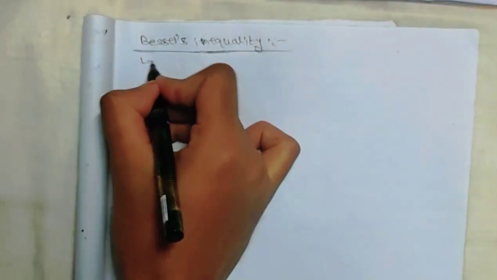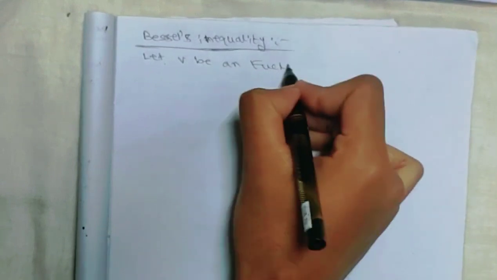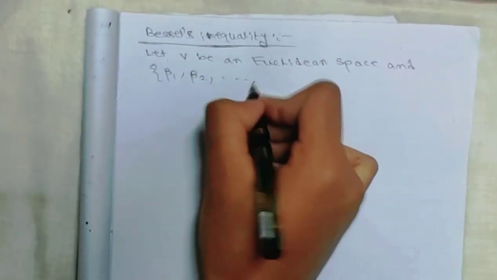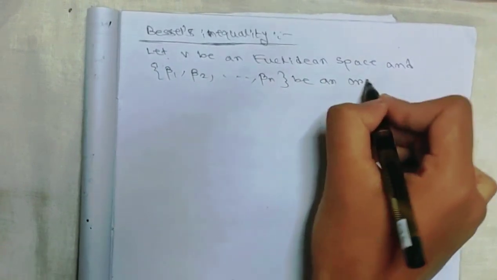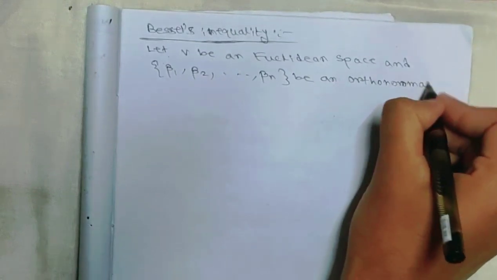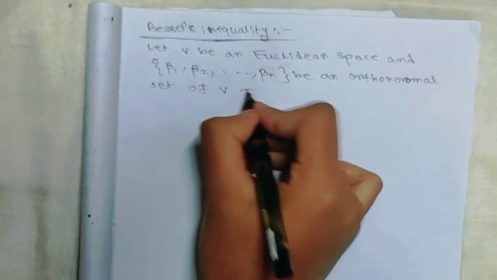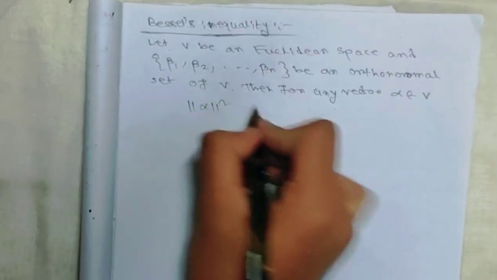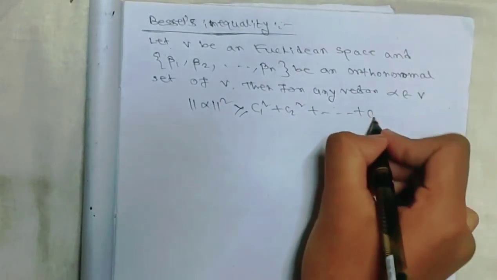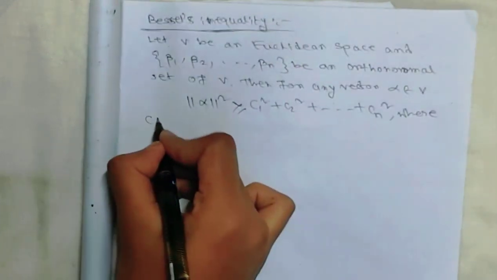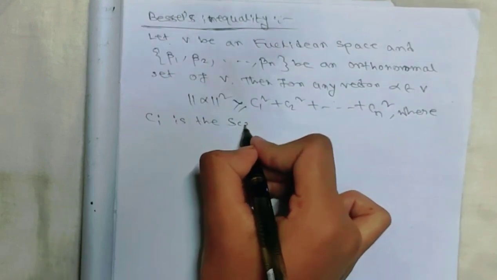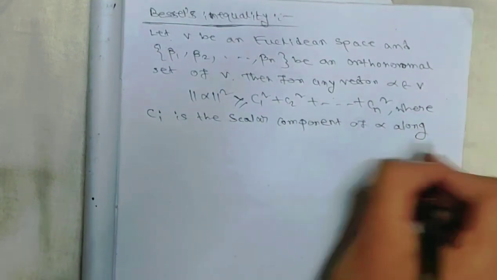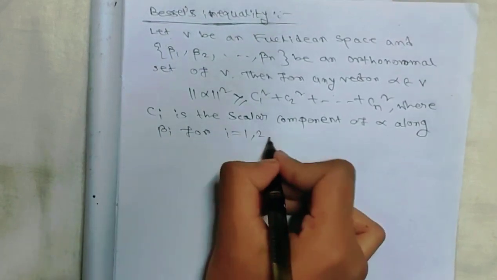Bessel's inequality. First of all, the statement: let V be a Euclidean space, and β1, β2, …, βn be an orthonormal set of V. Then for any vector α belongs to V, norm α squared is greater than or equal to c1² + c2² + … + cn², where ci is the scalar component of α along βi for i equals 1 to n.